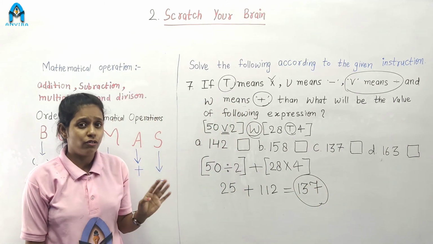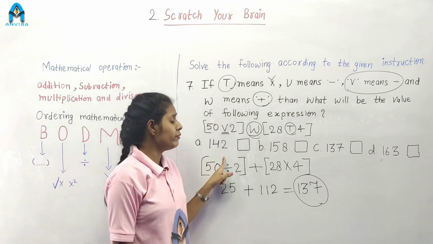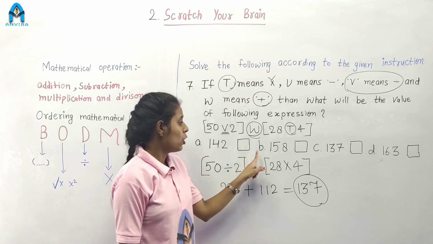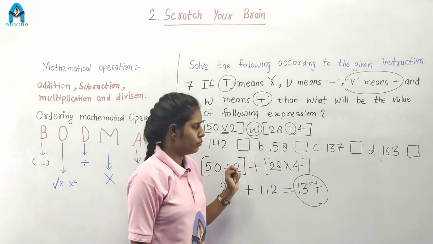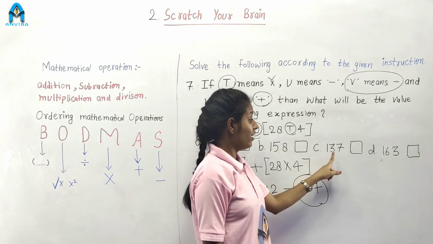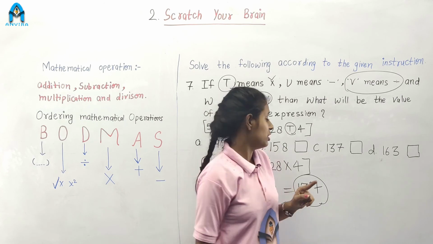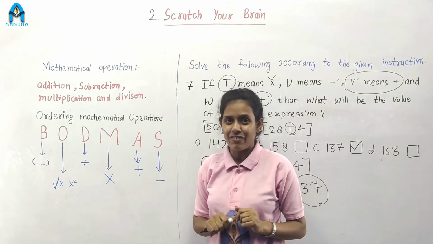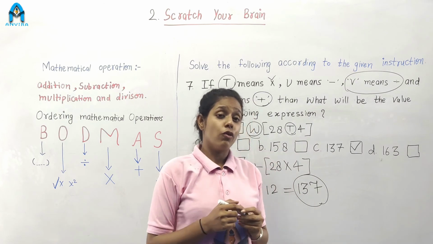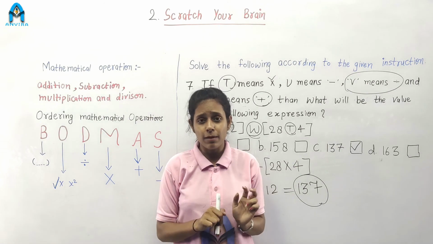Now, find out which is our correct option. Option A, 142. No. Option B, 158. No. Option C, 137. Yes, our correct option is 137. With this, our chapter is completed.